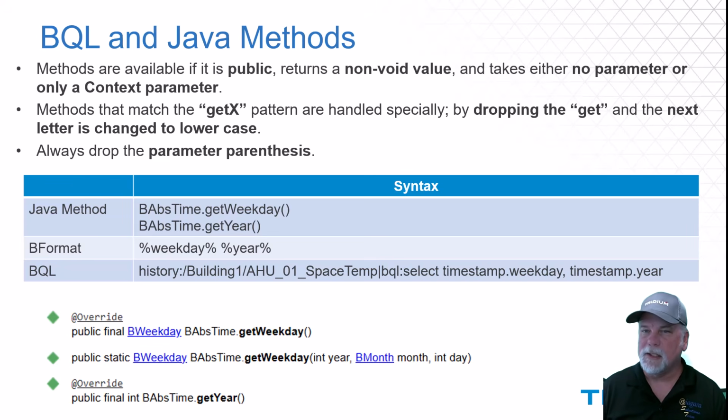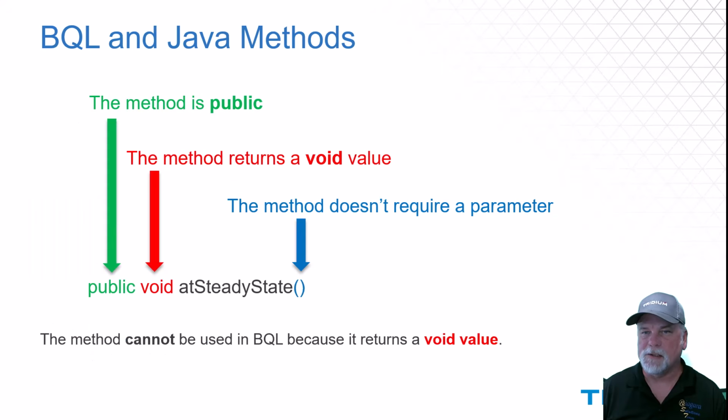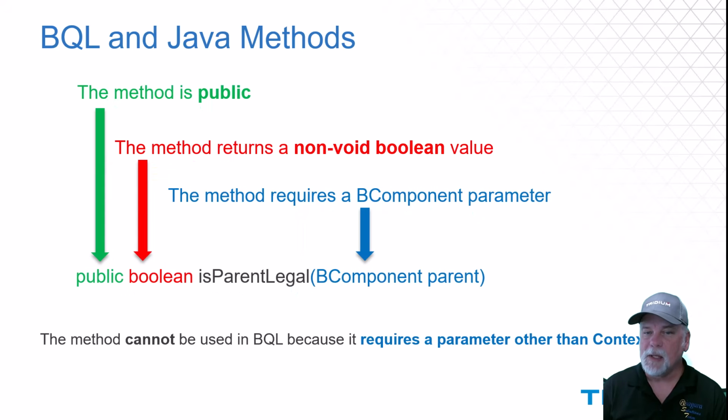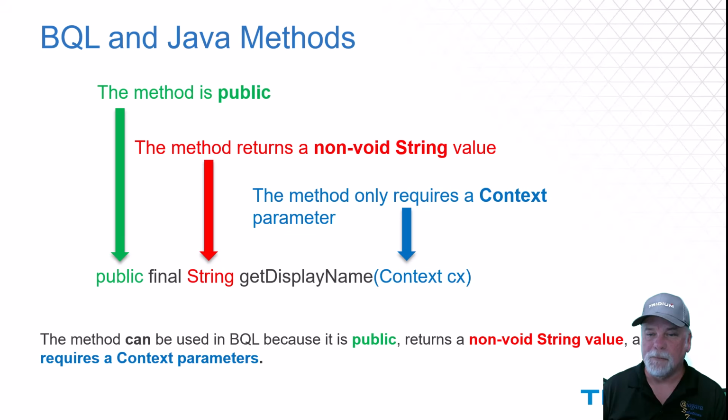Let me show you a couple other examples in the PowerPoint here just to try to draw some emphasis. Instead of looking directly at the help, I just have a few here that I've entered into slides. So in this case, you can see the method's public, but the return type is void. And even though the @steady_state method doesn't require any kind of argument or parameter, I still could not use that in BQL because it doesn't give me an answer back. In this case, I have a method that's public, gives me back a Boolean. isParentLegal is the name of the method, but it requires me to pass in a parameter or an argument. So in that case, because it's not context, I'm not able to use that method in BQL.